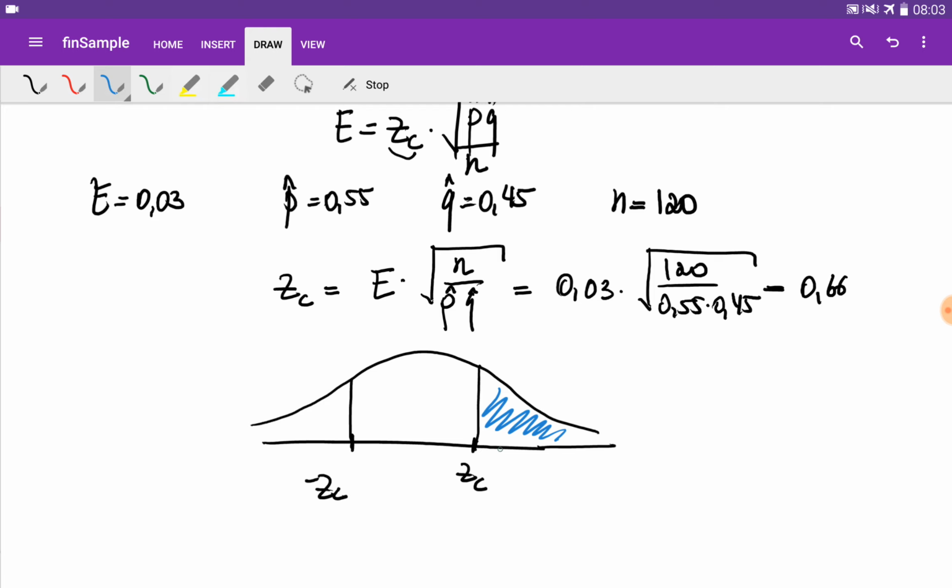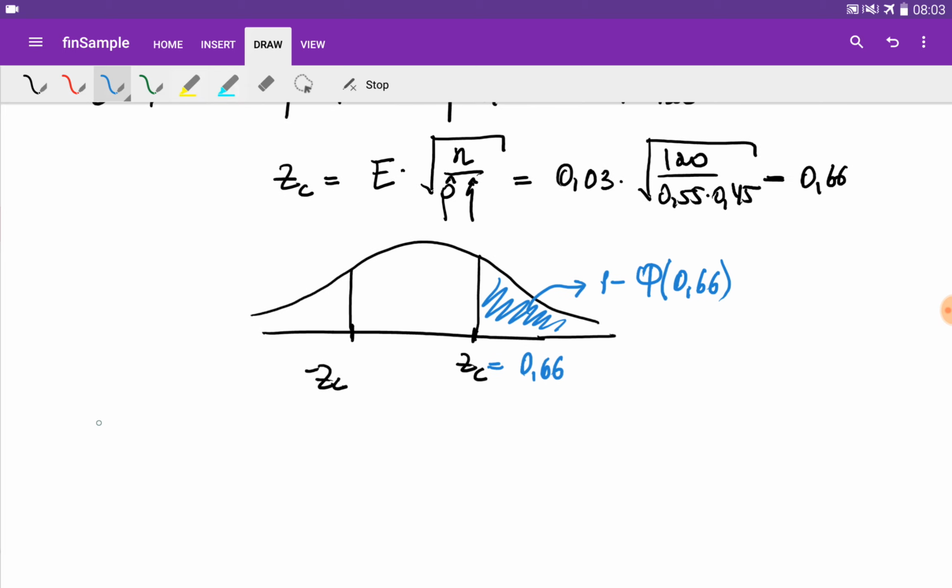Since we know the area here, we can find the area here, then you can find the area here. So let's find this area, which is going to be 1 minus phi of 0.66. Since this critical point is 0.66, basically we're finding the area until this point, and we're subtracting this from the 1 in order to find this area. So the phi of 0.66 can be found from the table.